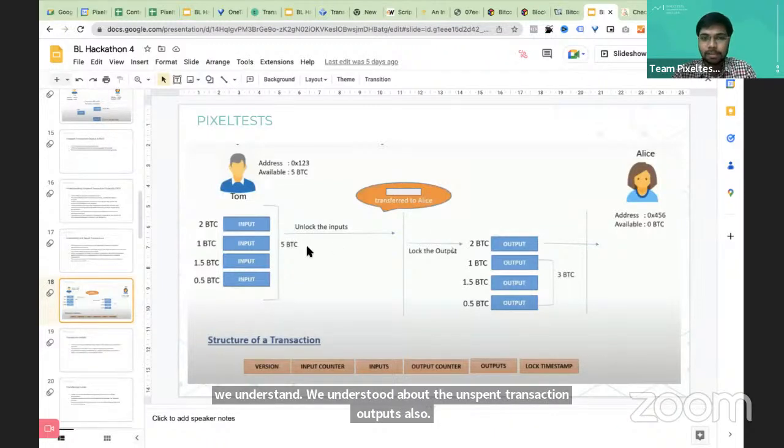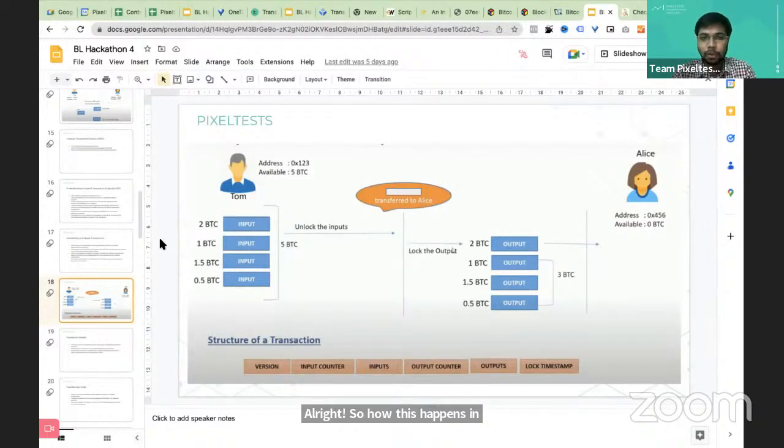How this happens in real time is, let's just say Tom has received from another person, Carol, and other 3 people: 2 Bitcoin, 1 Bitcoin, 1.5 Bitcoin, 0.5 Bitcoin. So all in all, he has 5 Bitcoin in his wallet. And what we meant when he unlocks the input here is the index of that input, for example, he wants to transfer 2 Bitcoin.